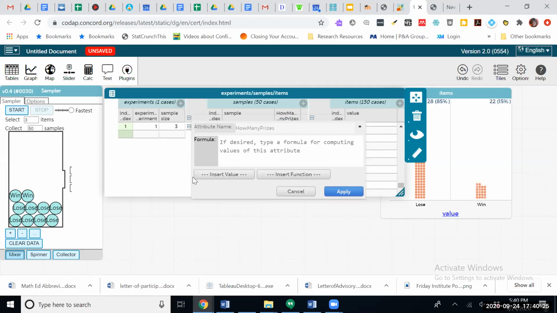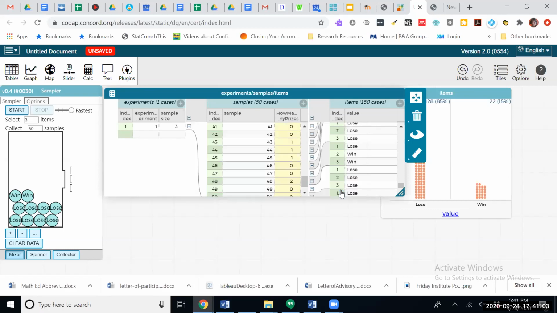What I want to do is to look in value. I want to count, let's see, what is my formula here? Count value equals win. I think capital W matters. Oh yes, because I used a capital. Thank you. All right, so I looked over here.